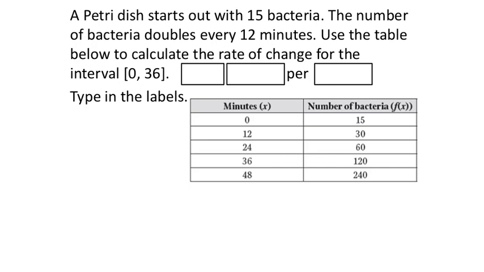The number of bacteria doubles every 12 minutes. Use the table below to calculate the rate of change for the interval 0-36. So you got these boxes. The first box is for the number. These two boxes are for your labels, okay? And remember, it's always y's per x.